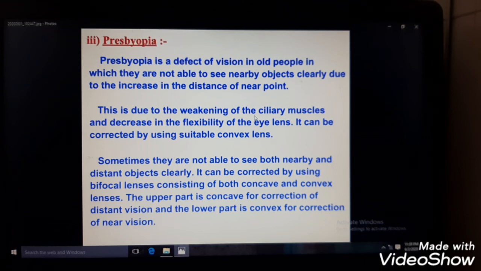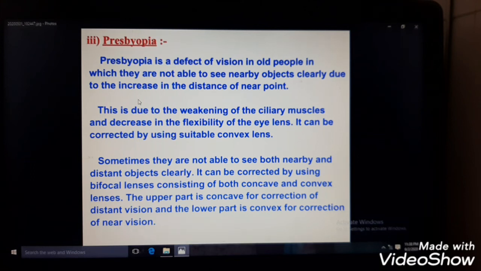So in that case the person is not able to see both nearby and distant objects clearly. In that case we use bifocal lenses, which consist of both concave and convex lenses. The upper part is concave for correction of distant vision and the lower part is convex for correction of near vision. That means presbyopia means both myopia and hypermetropia.